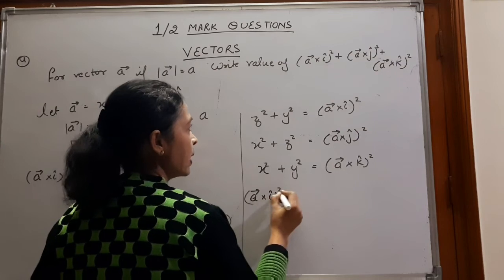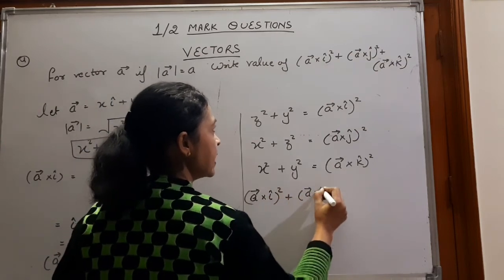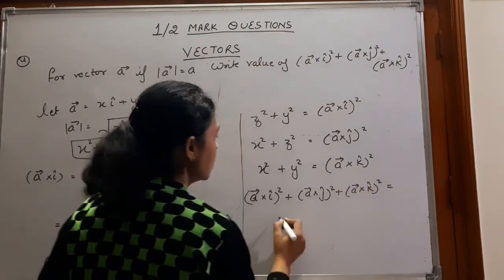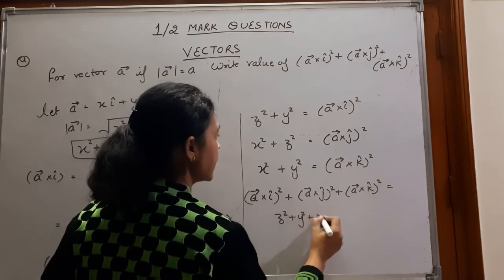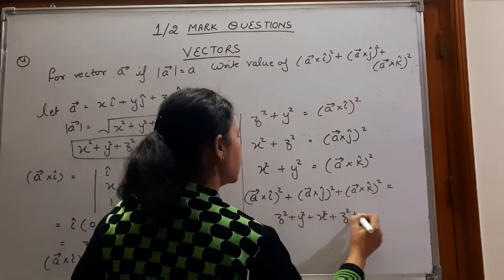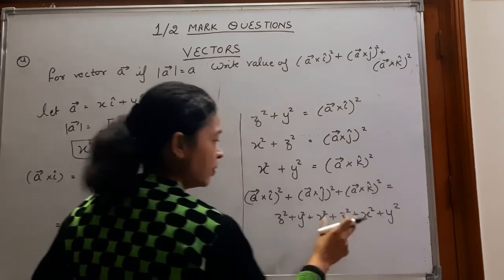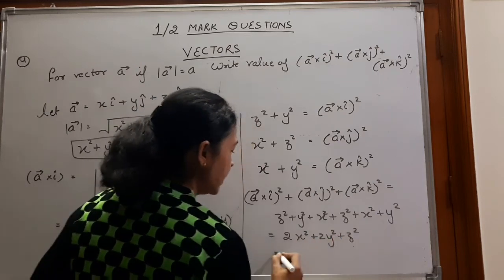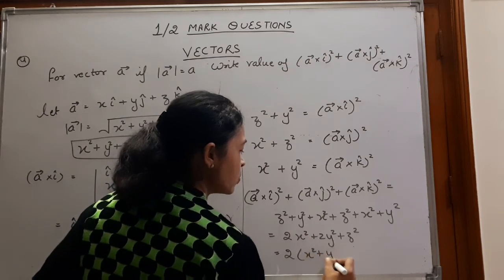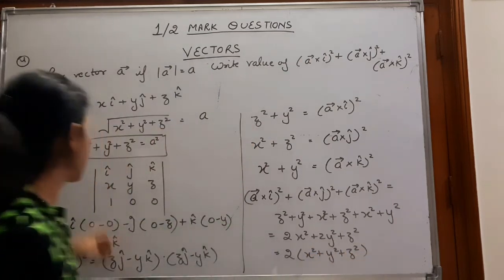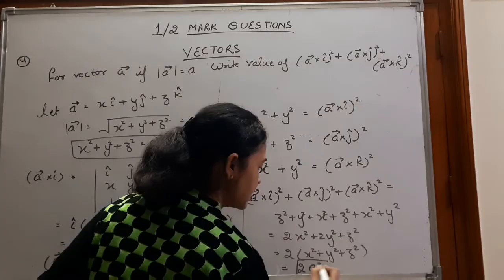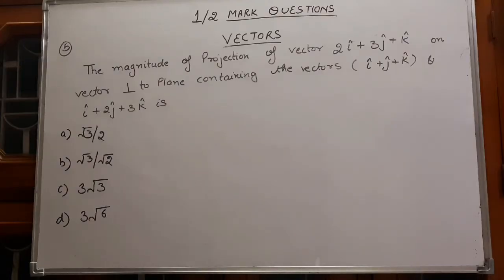Vector A cross i cap whole square plus vector A cross j cap whole square plus vector A cross k cap whole square will be equals to z square plus y square plus x square plus z square plus x square plus y square. We have 2x square plus 2y square plus 2z square. Taking 2 common, x square plus y square plus z square. What is the value of x square plus y square plus z square? A square. So our answer will be 2a square.